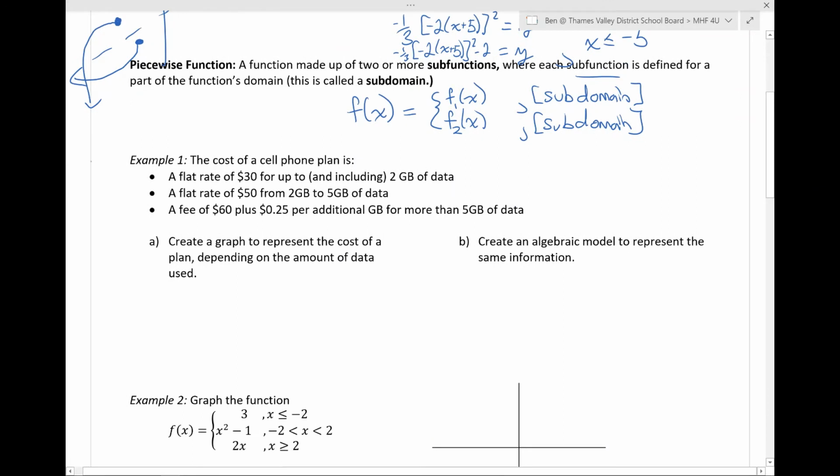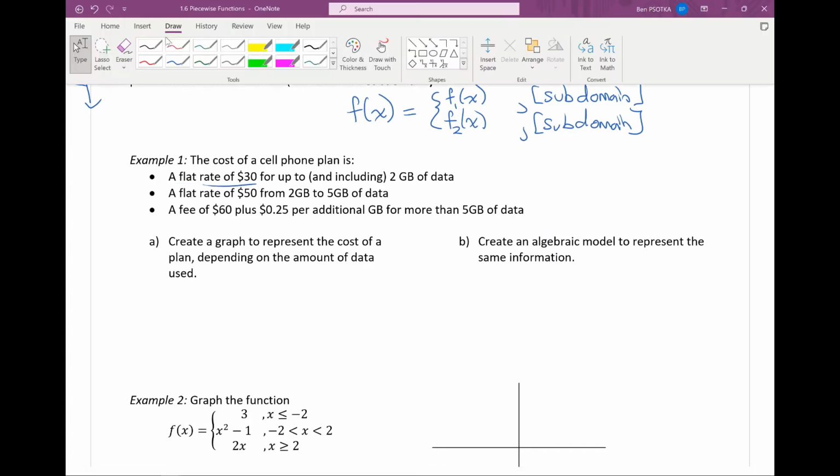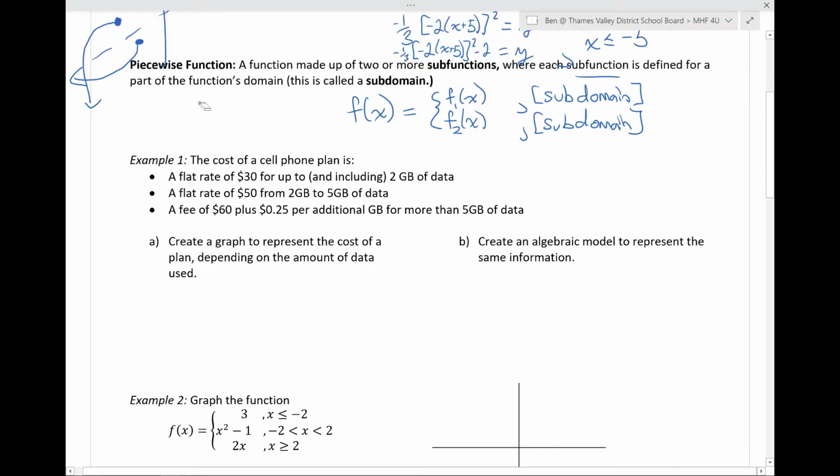Now, example 1. So the cost of a cell phone plan is that there's a flat rate of $30. Let's go with our highlighter here. A flat rate of $30 if the buyer uses up to and including 2 gigabytes of data. Okay, now a flat rate of $50 the user would have to pay if they're using from 2 gigabytes to 5 gigabytes of data, and a fee of $60 plus 25 cents per additional gigabyte if they're using more than 5 gigabytes of data.